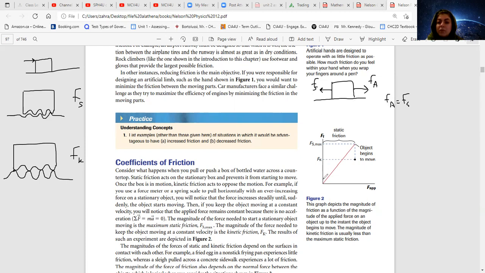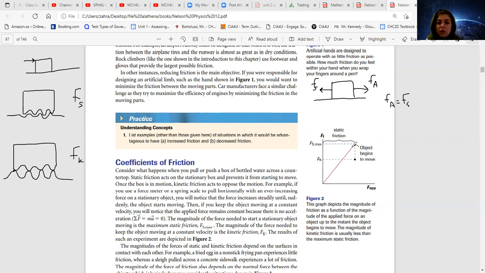Therefore, as the F applied is increasing, the force of friction is increasing until at the maximum F applied, you apply a maximum F to overcome the maximum static friction. At that point, when the object is moving, now the friction will decrease because your friction becomes kinetic friction. You have to apply less force to make it keep moving. That's why from here you jump down. So this is about that.